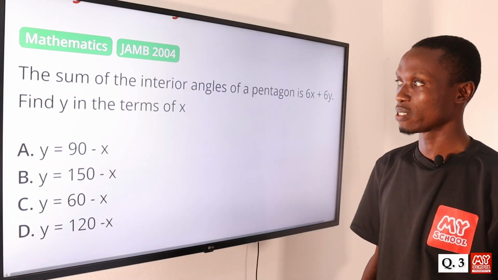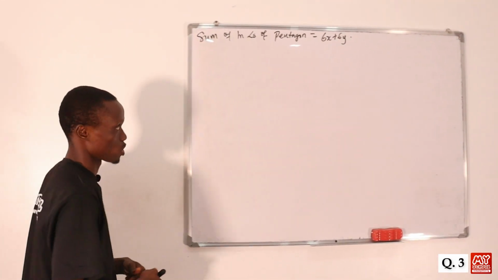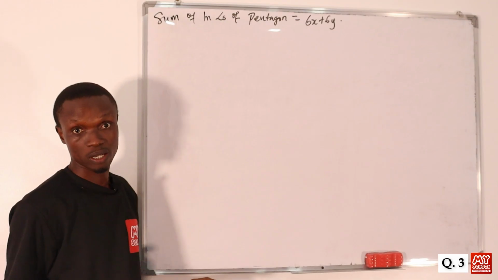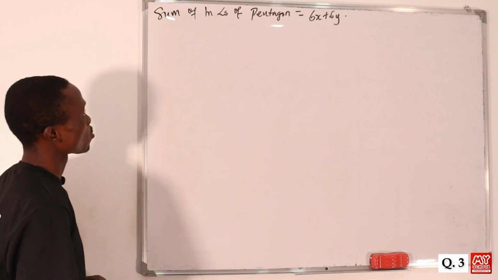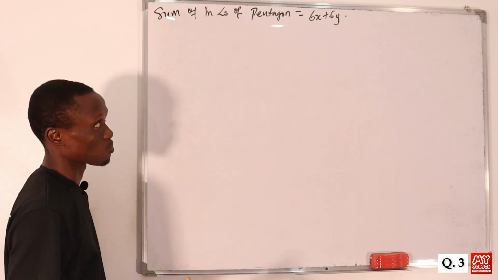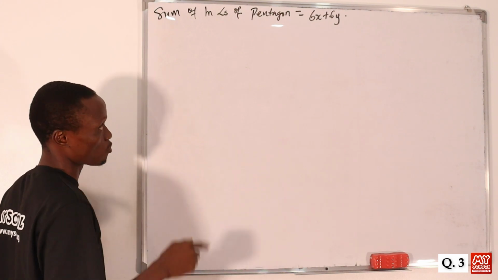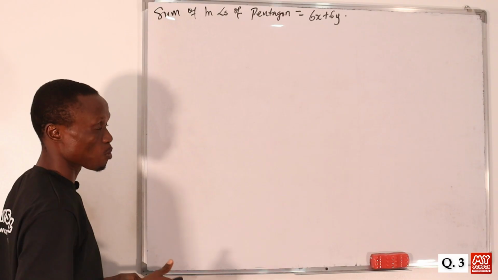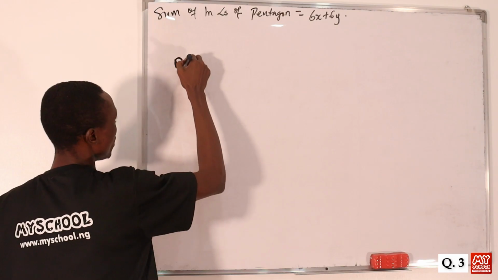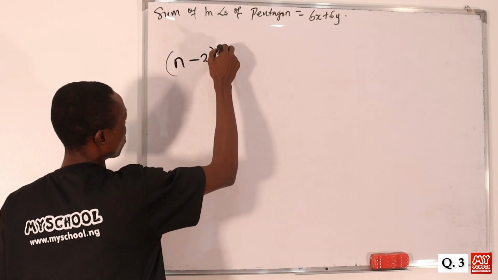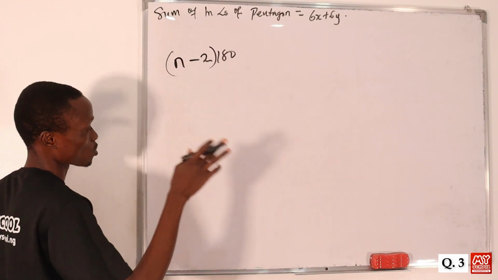Find y in terms of x. So let's move over to the board to provide answer to this question. So we are asked to find y in terms of x, meaning that we should make y the subject of formula. Okay, so here we are told that the sum of interior angles of a pentagon is equals to 6x plus 6y. But remember that we have a formula for calculating the sum of the interior angles of any polygon. Okay, and that formula is n minus 2 in bracket multiplied by 180. So this is the formula for finding the sum of interior angles of any polygon.